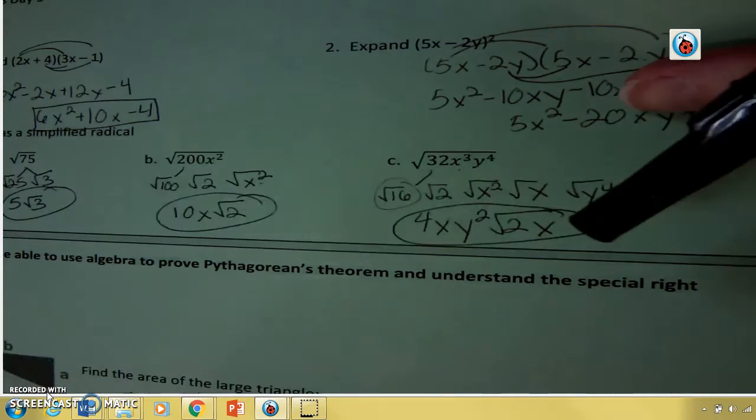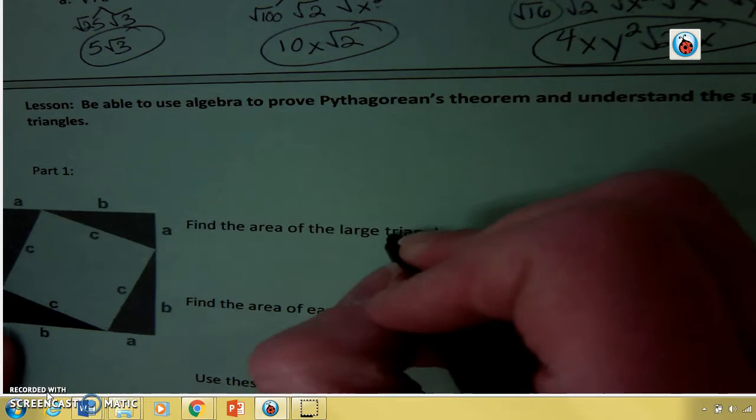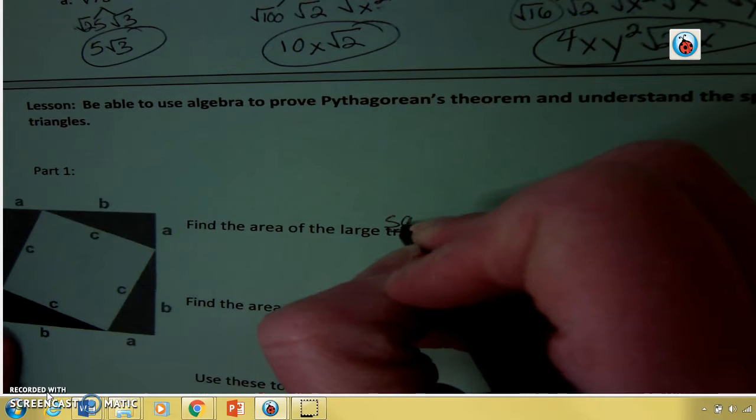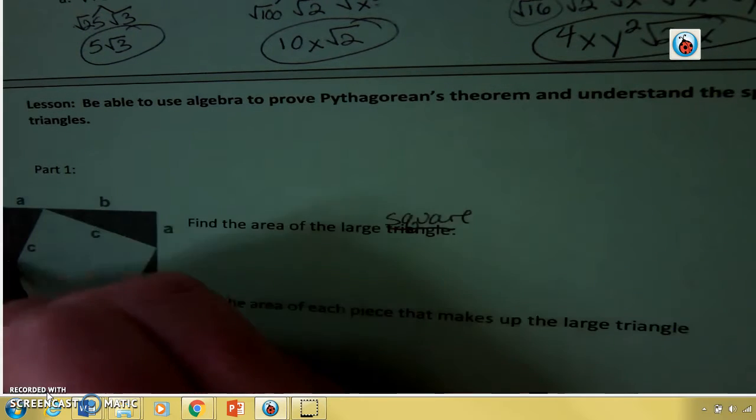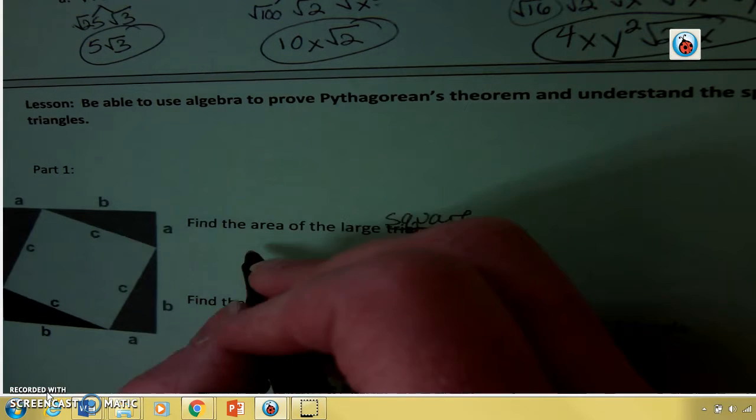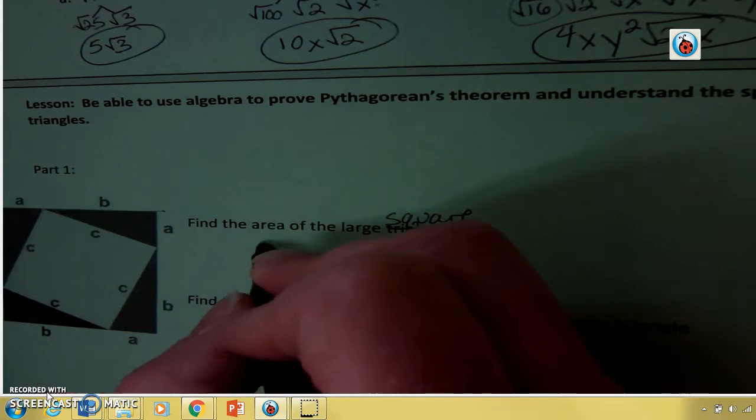All right, now to work on Pythagorean's theorem. We are going to actually prove Pythagorean's theorem. I made a little typo here. This should say square. So we're going to start by finding the large area, the whole square altogether. So if I need to find that whole thing, we're going to say that that side is a plus b times a plus b.